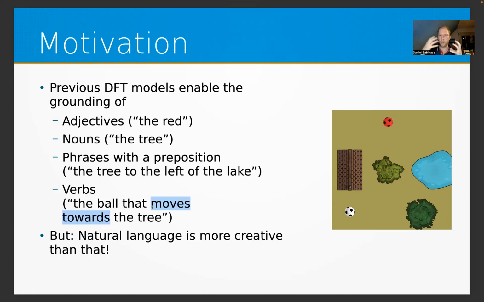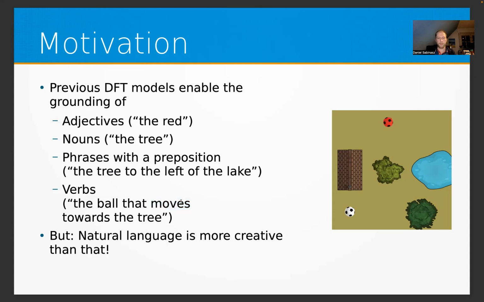In other words, you could tell the model, look for the ball that moves towards the tree, and it would identify that object. If we consider this example here, assume that the red ball is moving down, then this model is able to ground that phrase by finding the red ball that is in fact moving towards the tree. The model can only deal with colored balls, not with nouns, but the general ingredients are there for grounding such movement relations. So in a sense, there's also work on the perceptual grounding of verbs.